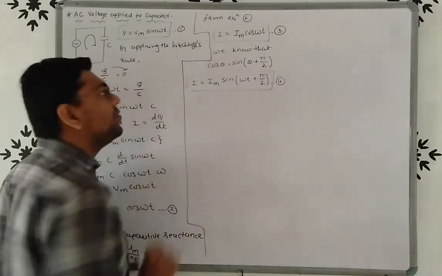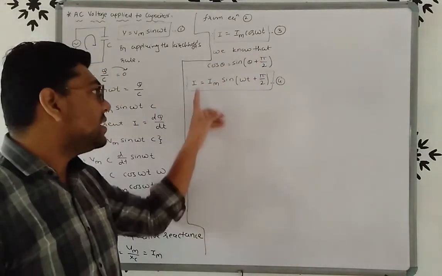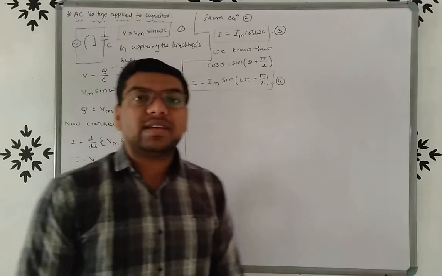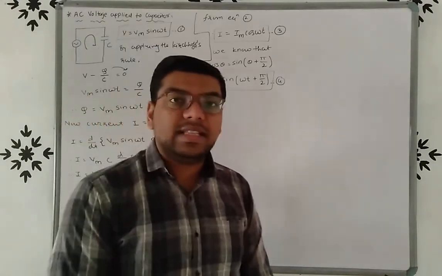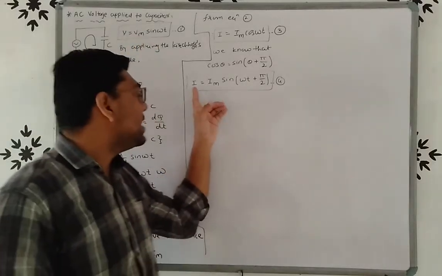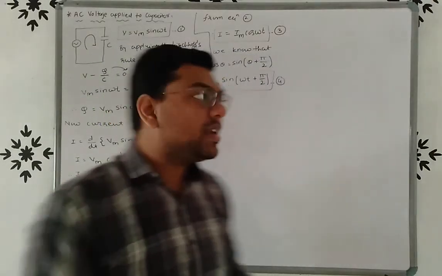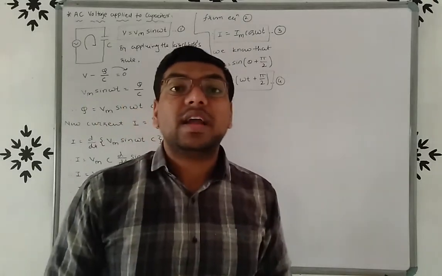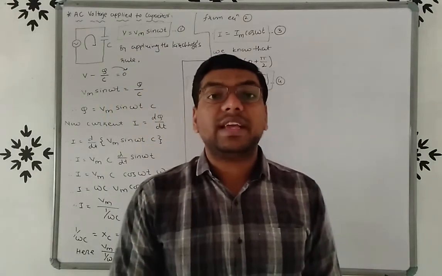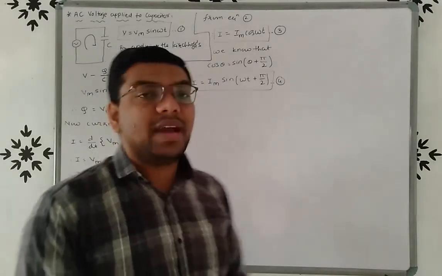So the equation of current is I is equals to Im cos omega t, or you can say I is equals to Im sin omega t plus pi by 2. Here the equation of voltage is V is equals to Vm sin omega t, and I is equals to Im sin omega t plus pi by 2. So this current is ahead of voltage. How much? By an angle pi by 2. So we can say that the current leads the voltage by angle pi by 2, right?